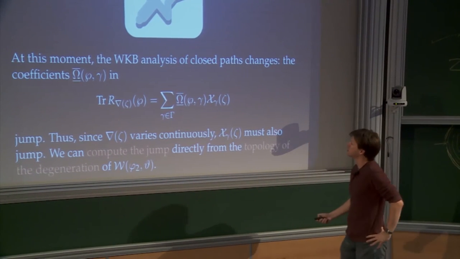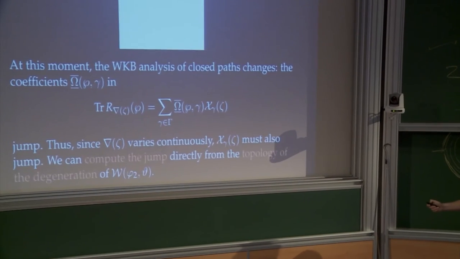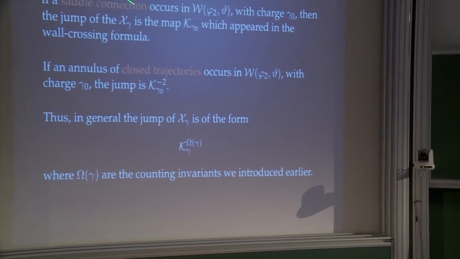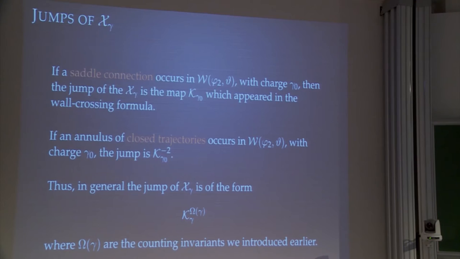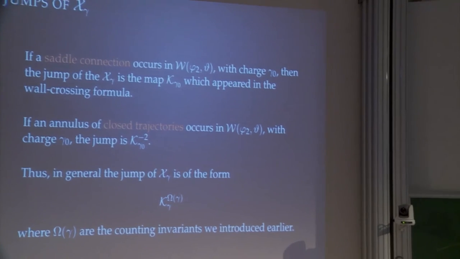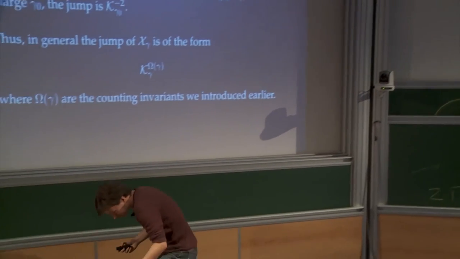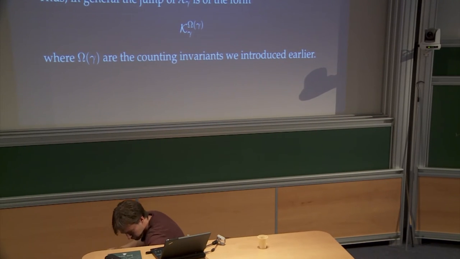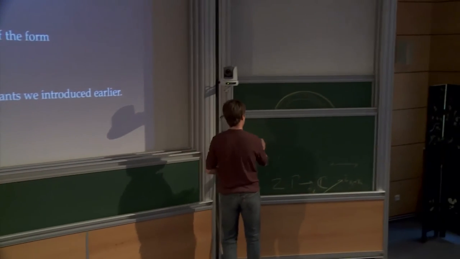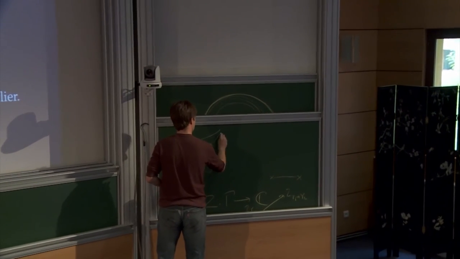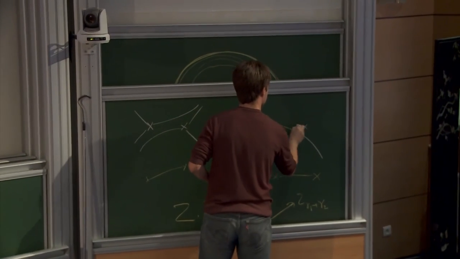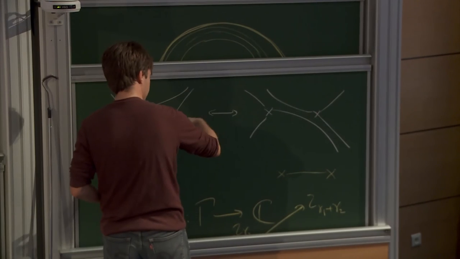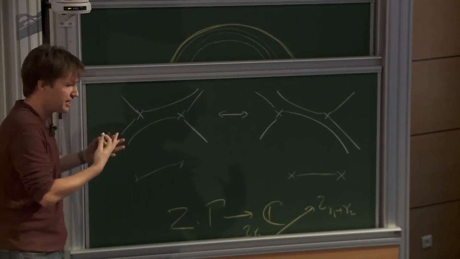And so now what you get, well, first suppose that the spectral network degenerates in a way that just includes one of these saddle connections. So the picture is that we have something like this, and then after the degeneration, we have something like this. So here are two different spectral networks with two different corresponding ways of abelianizing your connection.